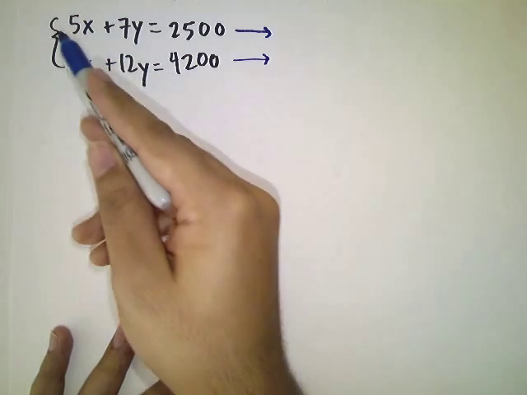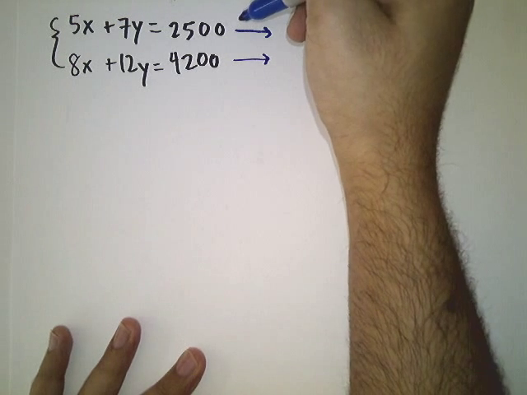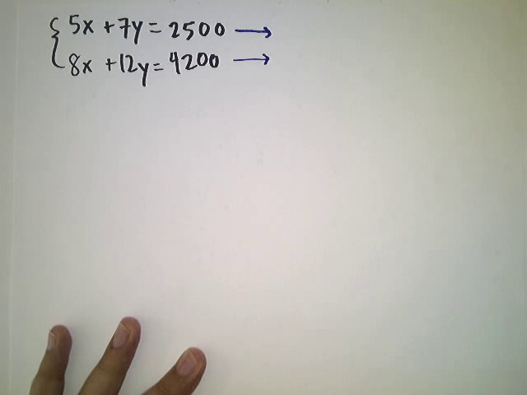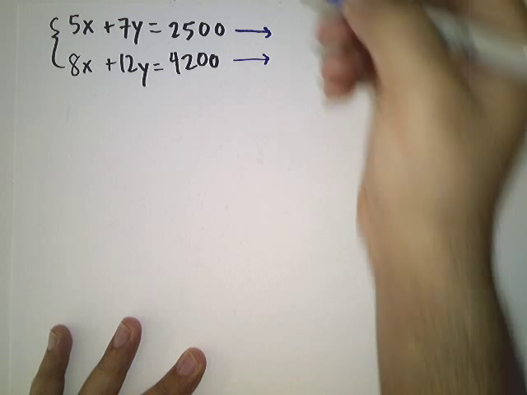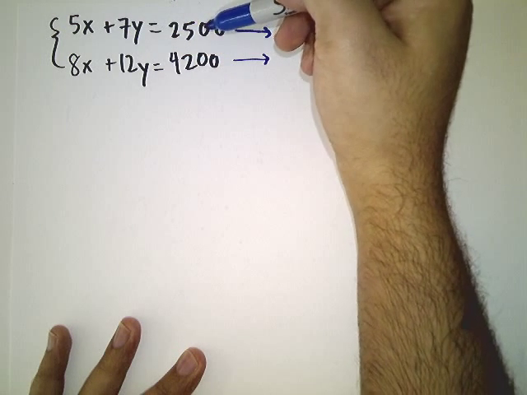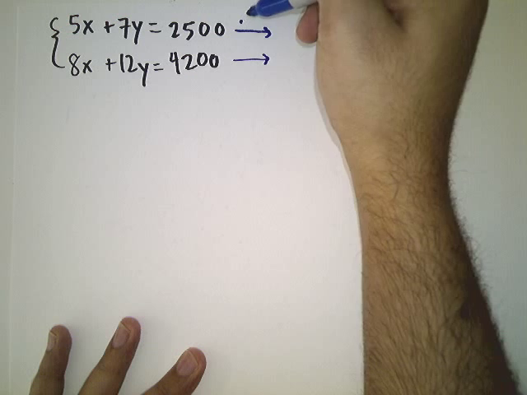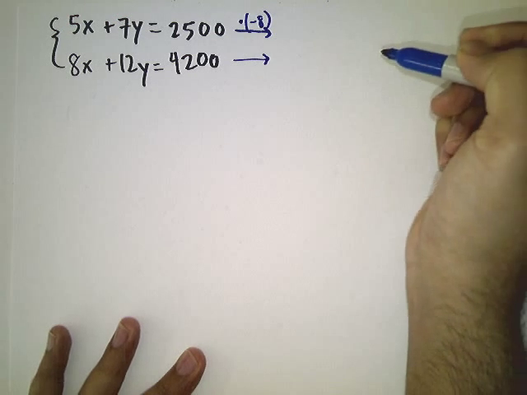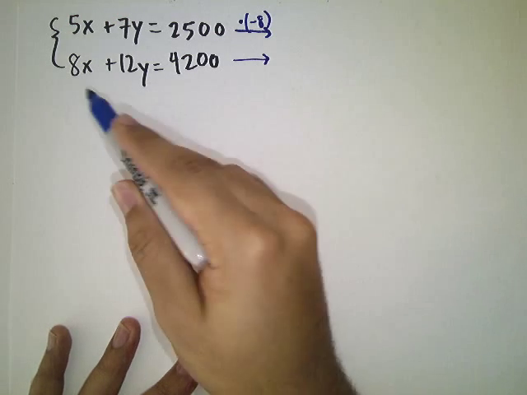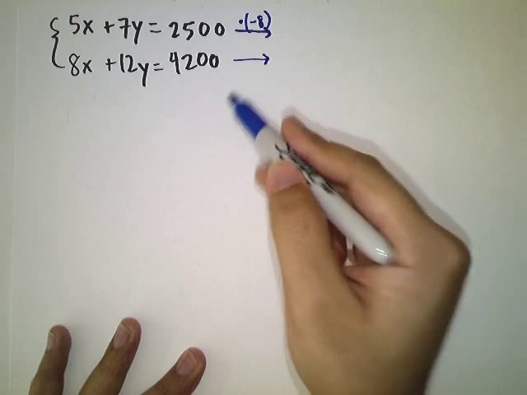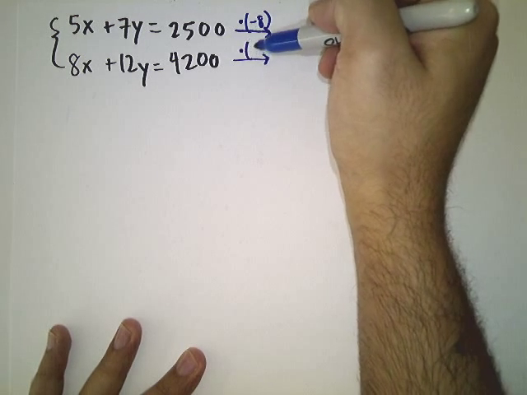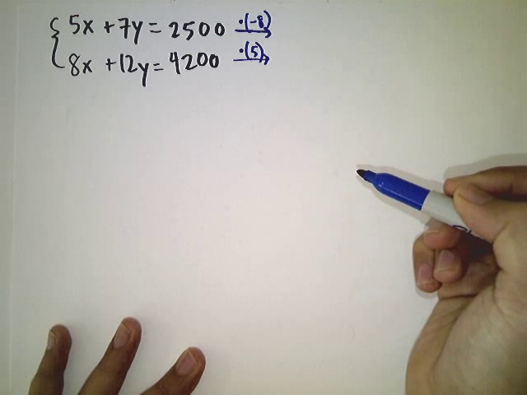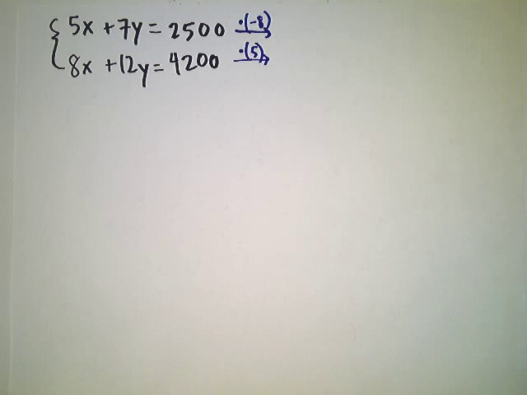So what I'll do is multiply 5x plus 7y equals 2,500 by negative 8, and we'll multiply 8x plus 12y equals 4,200 by 5. And this gives us the resultant equations.